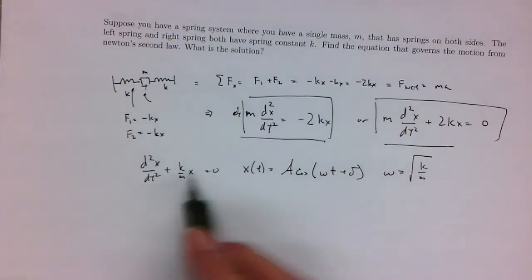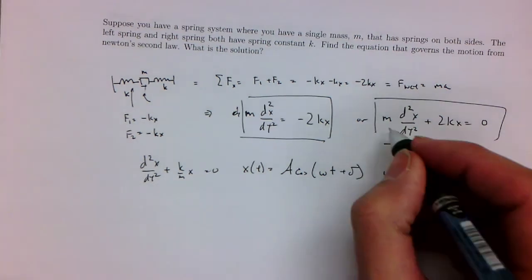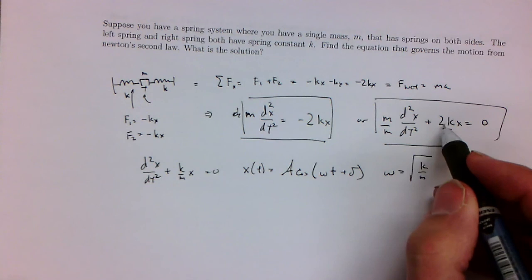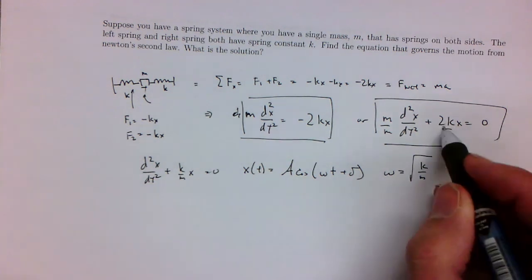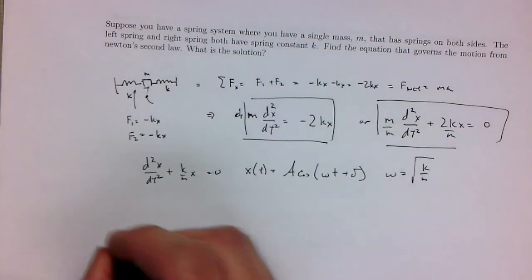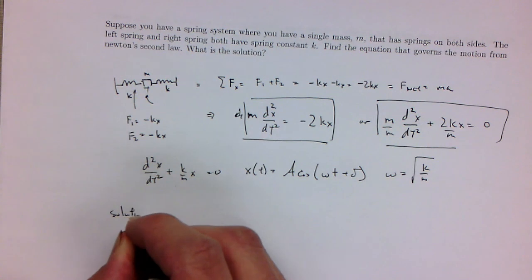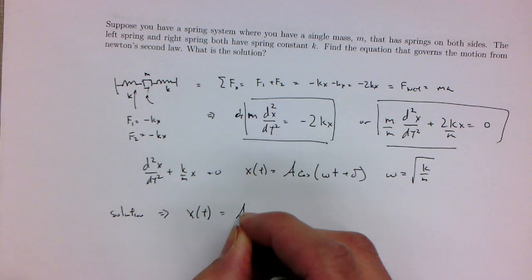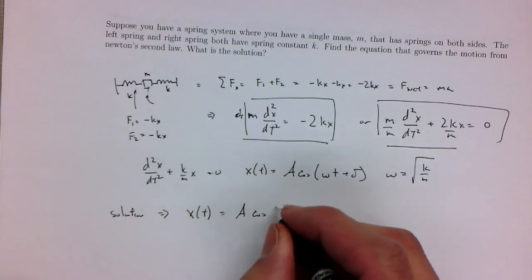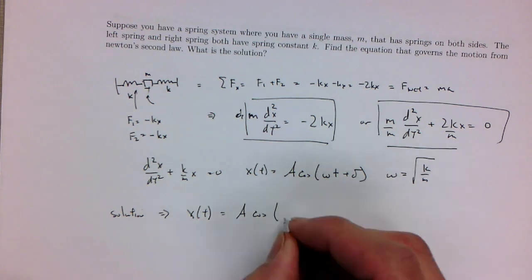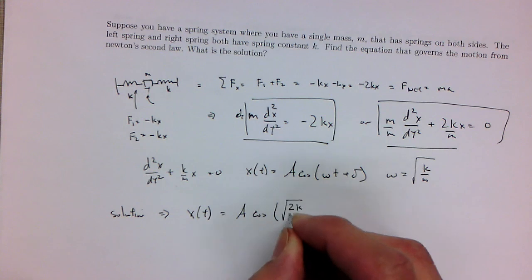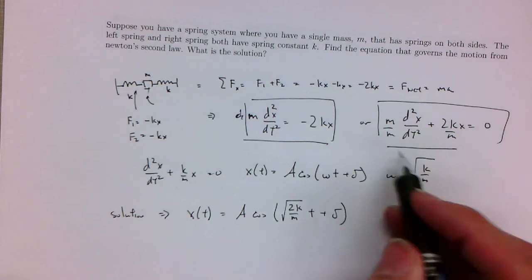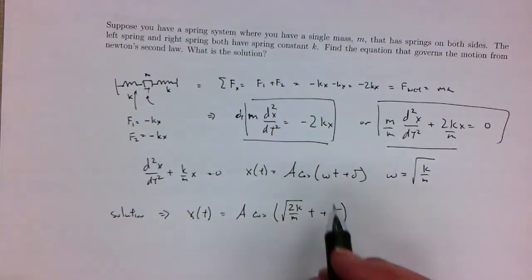Well, simply it's the same pattern. We just divide by m here, and the only replacement I have is that k over m becomes 2k over m. So the solution is simply going to be x of t equals A, again, cosine of, now let's put this omega in, the square root of 2k over m, t plus delta. Just basically matching the pattern and then making the substitution.